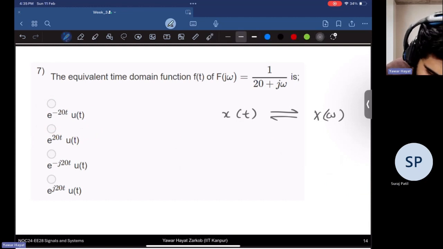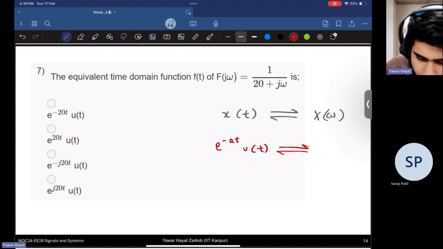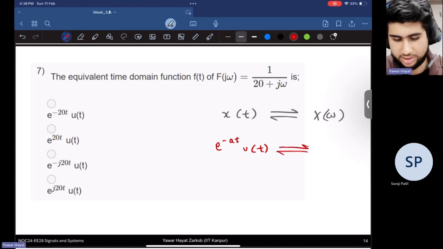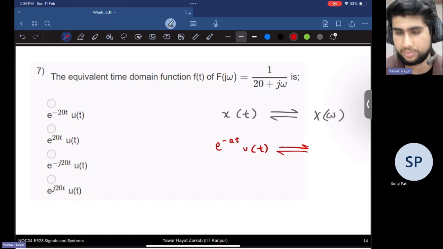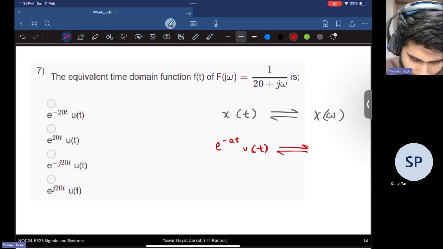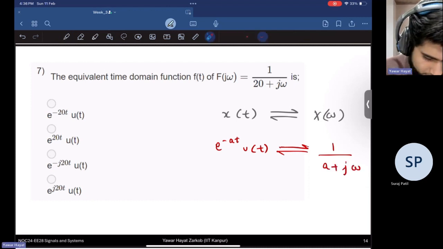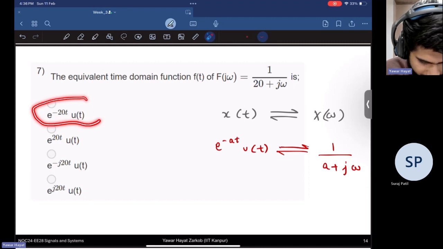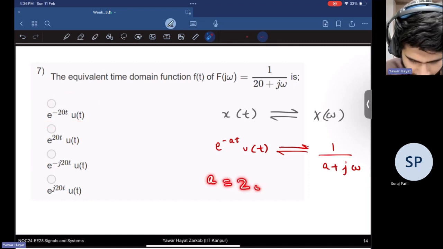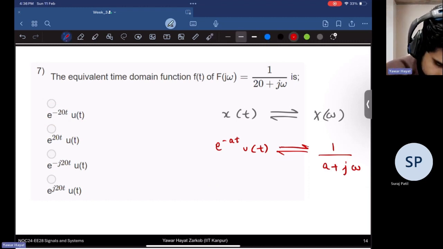See, I'll write this result. The result is e to the power minus at u of t, and this is 1 by a plus j omega. Make sure you remember these elementary results of Fourier transforms of some functions. That will come in handy in solving problems and answering them quickly. So this one is the correct answer, because a is 20. So the correct answer is option A.